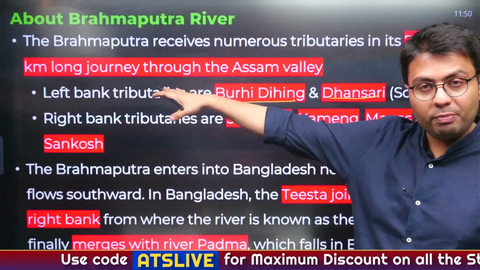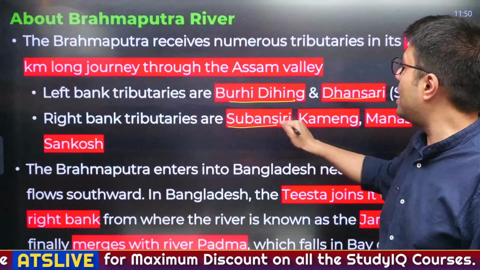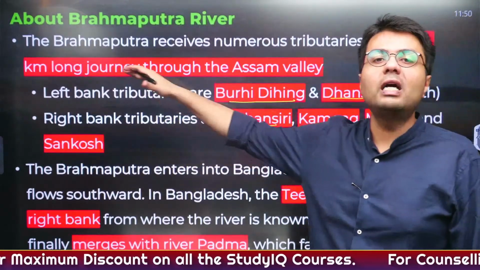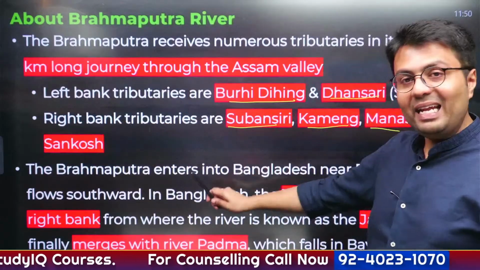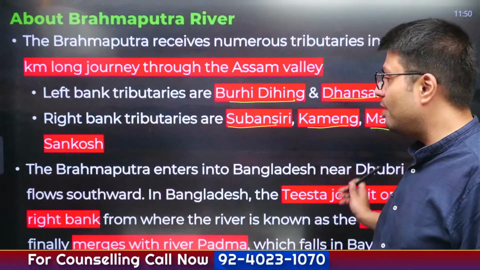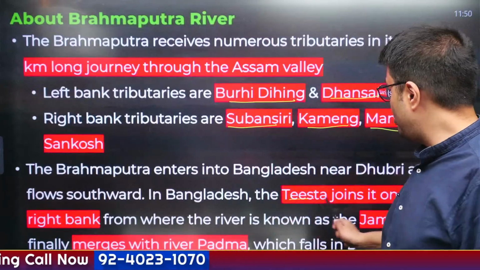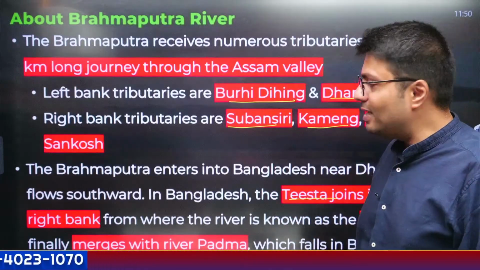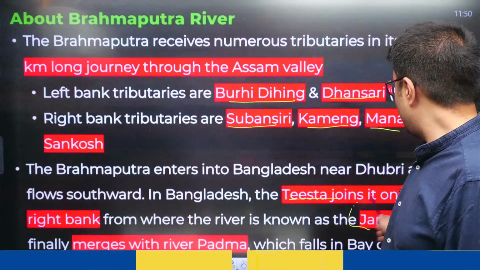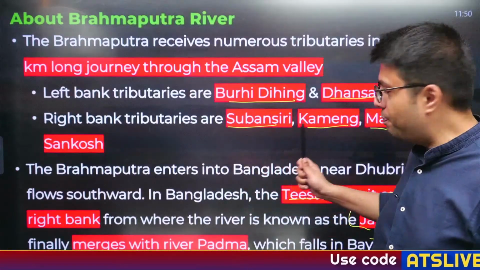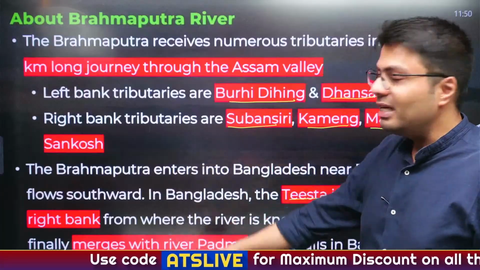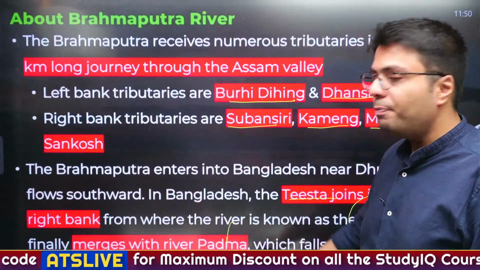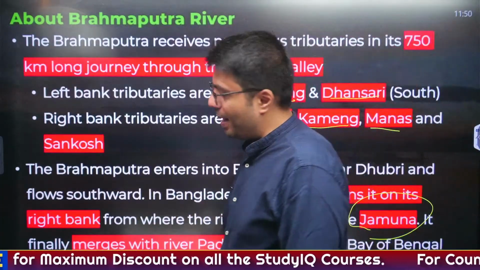which are the left bank tributaries of Brahmaputra, as well as Subansiri, Kameng, Manas and Sankosh, which are the right bank tributaries of Brahmaputra. Then it enters into Bangladesh, where it is joined by another river known as Teesta. And then the combination of Brahmaputra and Teesta is called Jamuna, with a J. And then it finally merges with the river Padma before draining into the Bay of Bengal.